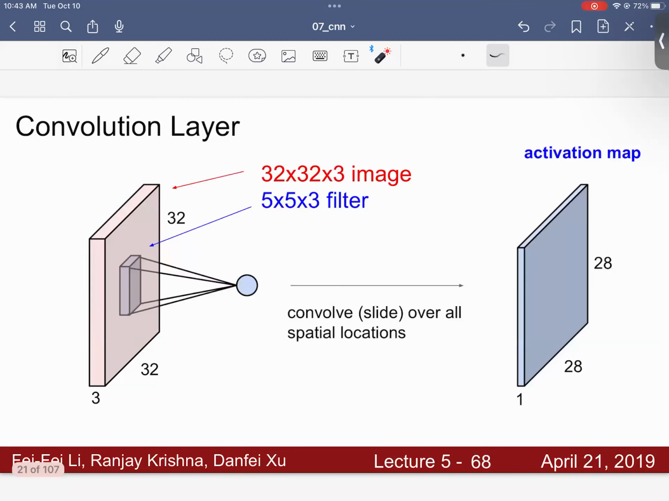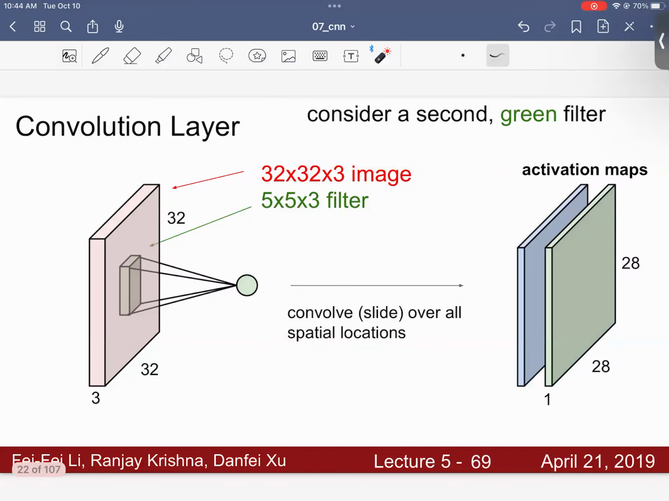When you've convolved your filter across the entire input image, sliding it across the entire thing, you are left with a 28 by 28 by 1 output, or activation map. So the convolution operation, given a 32 by 32 by 3 image and a 5 by 5 by 3 filter, will give you a 28 by 28 by 1 output. Okay, so far no question, right? Very simple stuff.